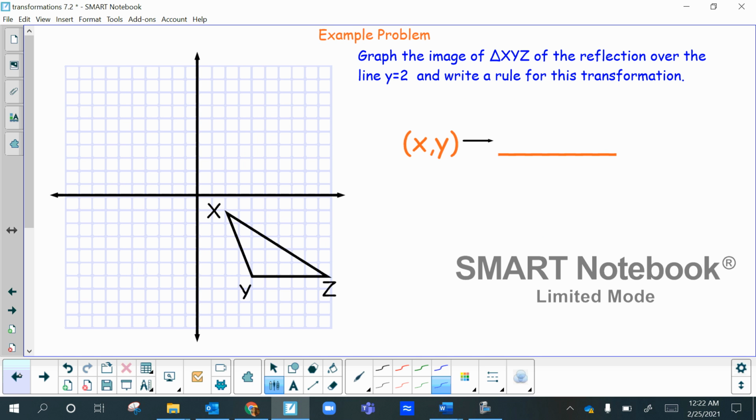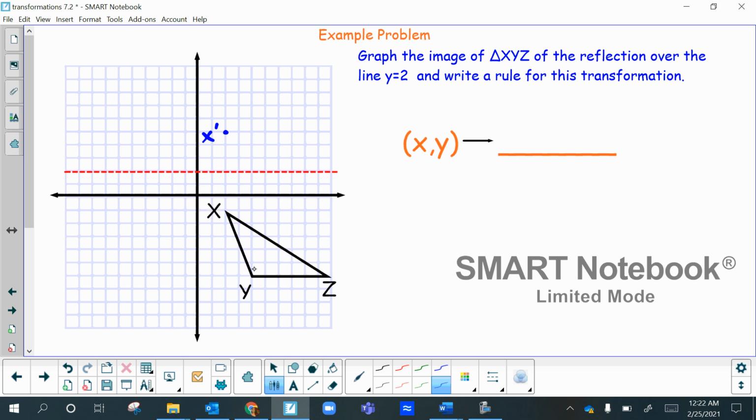All right, let's go back to this one. This one was graph the image of the triangle XYZ and reflect it over the line y equals 2. So the y equals 2 equation, that's this one right here. So we're going to reflect over that line. Let's go ahead and count to that line. So this is 1, 2, 3 units away, 1, 2, 3 units away. So there's my x prime.